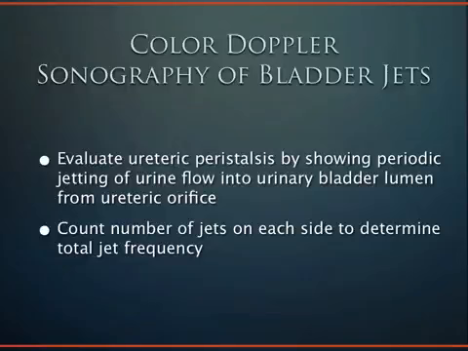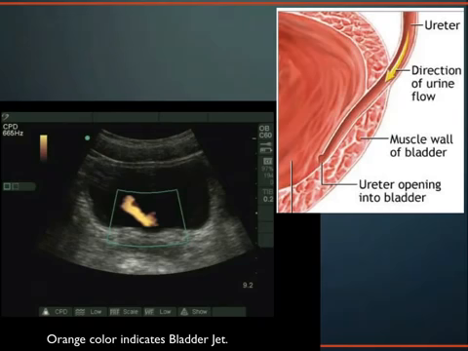So, the other thing that's cool about bladder ultrasound is the fact that we can see, especially using color Doppler or power Doppler, we can see the jets squirting through the trigone of the bladder. And you can look at those jets. You can actually count them up if you want.